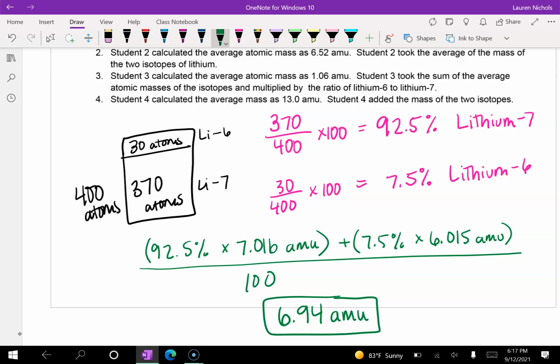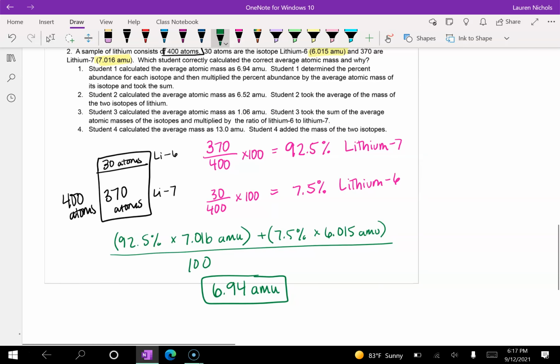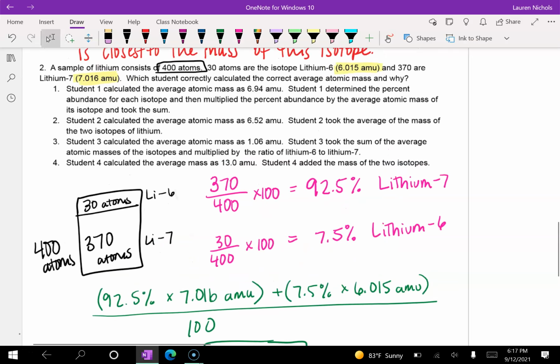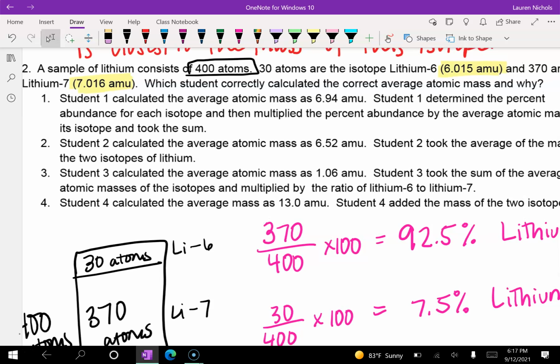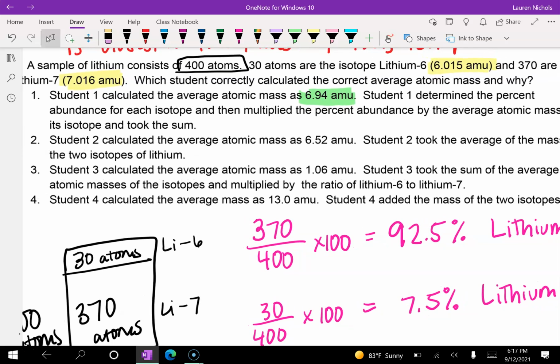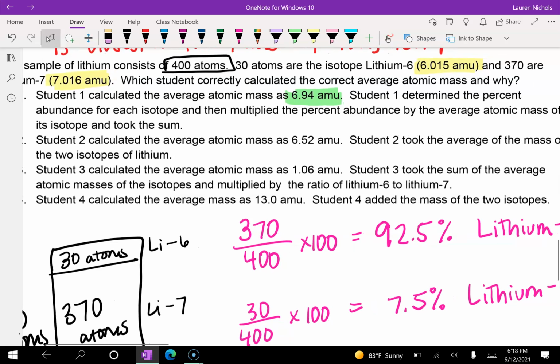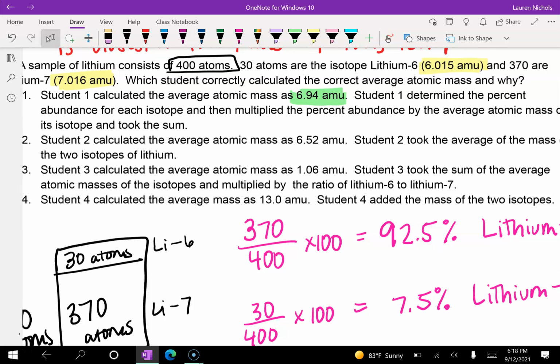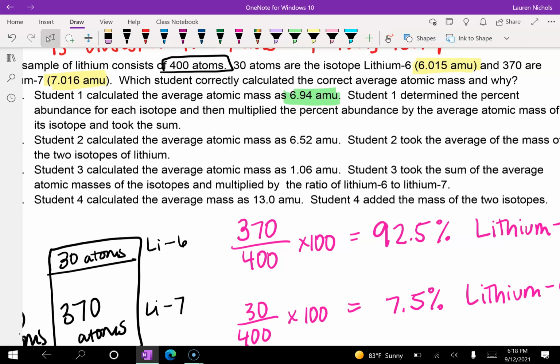And so that's great, but we need to look at our answers. So let's see who had it. So student 1 calculated the average atomic mass as 6.94. That matches what we had. And so you can look at the way they did it as well. It's the only one that matches ours. Others got close. But one thing you notice is if you look at how they calculated it, it says student 1 determined the percent abundance for each isotope, which we did, and then multiplied the percent abundance by the atomic mass of its isotope and took the sum. Basically added them together. That's what we did.